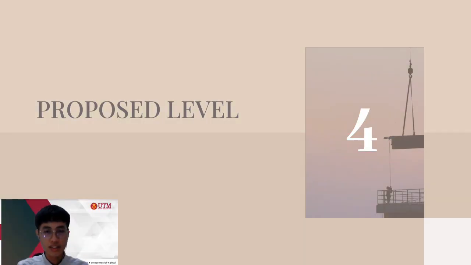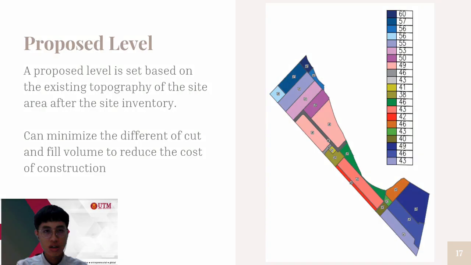After the site planning is done, then we will have our proposed level now. A proposed level is set based on the existing topography of the site area after the site inventory, because there was a large difference between the highest point and also the lowest point for the initial existing level. The steep slope and mountain will make the construction difficult to proceed. Steep slopes are prevented from the proposed level, so the proposed level can minimize the difference of cut and fill volume to reduce the cost of construction.